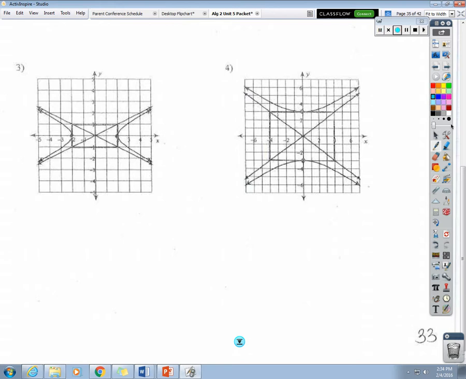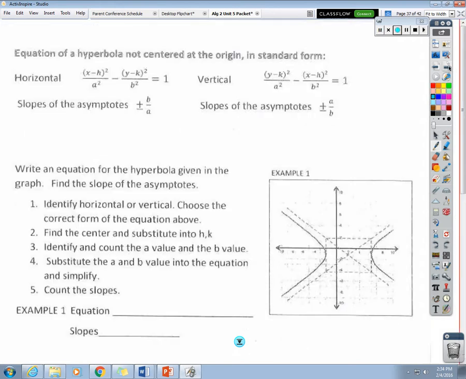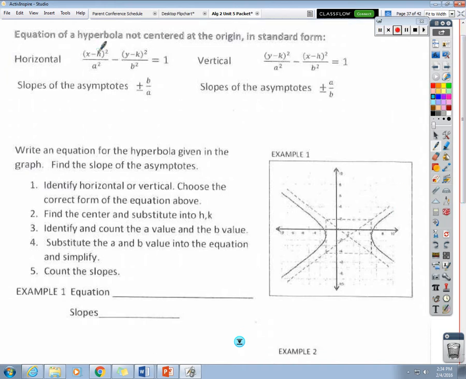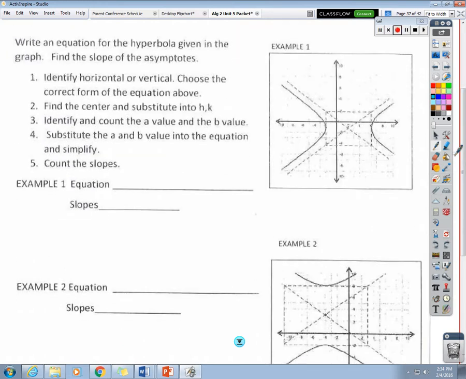So that's why we didn't have to worry about h and k. But now when we move on to page 35, are those hyperbolas, are their centers at 0, 0? No. Okay, so now we are going to have to keep in mind that there's going to be a value for h and k other than zeros. Okay, so let's start with this one. Write an equation for the hyperbola given in the graph. Find the slope of the asymptotes.